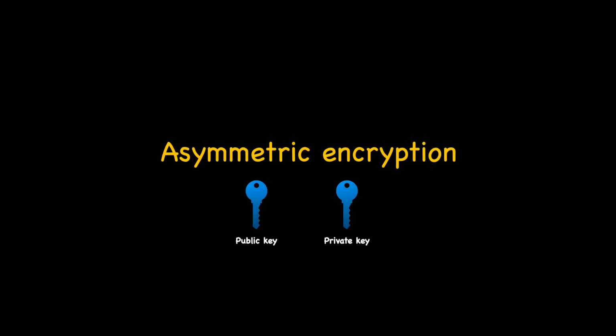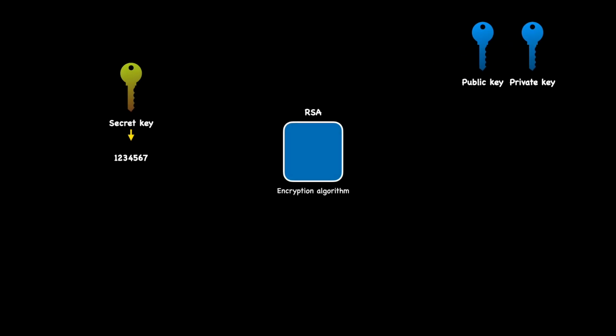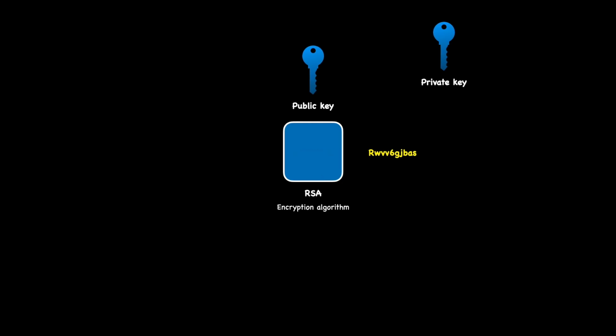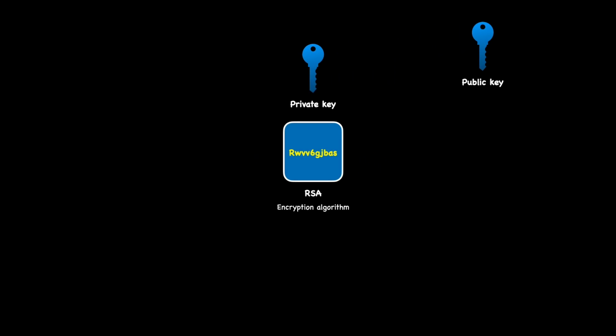So let's start today's topic, asymmetric encryption. Asymmetric encryption uses two keys, a public key and a private key. Data encrypted with the public key can only be decrypted using the private key. Now, let's see how this helps us securely share a secret key. We take our secret key and encrypt it using the public key of asymmetric encryption. Remember, this encrypted key can only be decrypted via the private key.